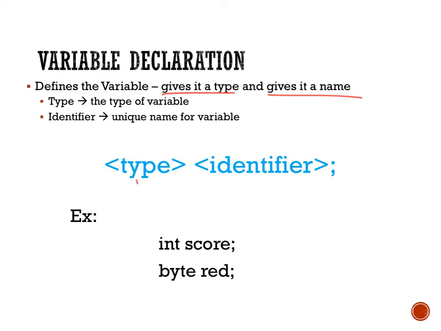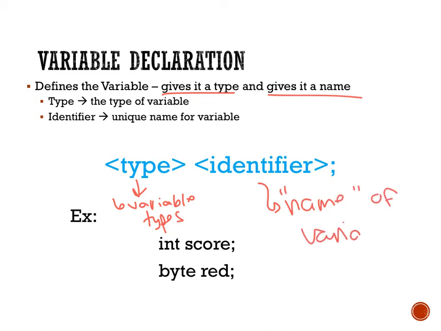And a type is one of those 6 variable types we talked about on the previous slide. So those are one of those 6: the byte, the int, the double, the char, the string, or the boolean. And then from here, your identifier is another word for the name of your variable. So that's what your identifier is.